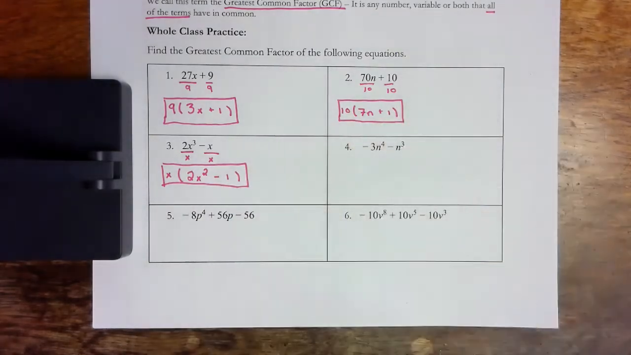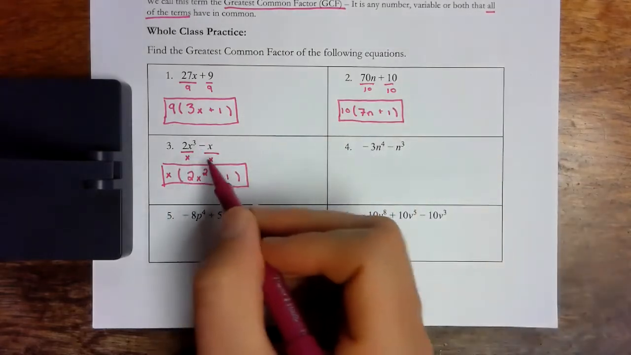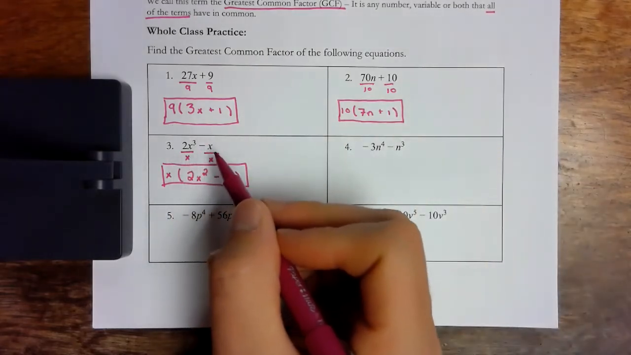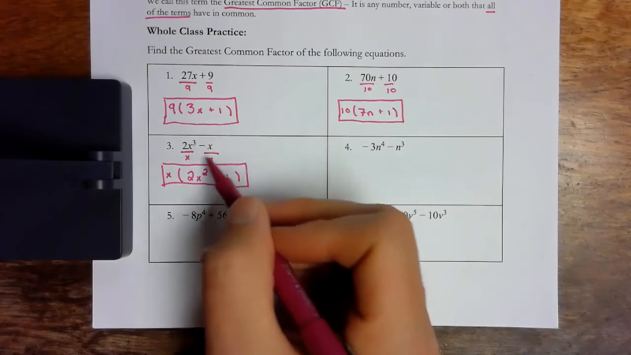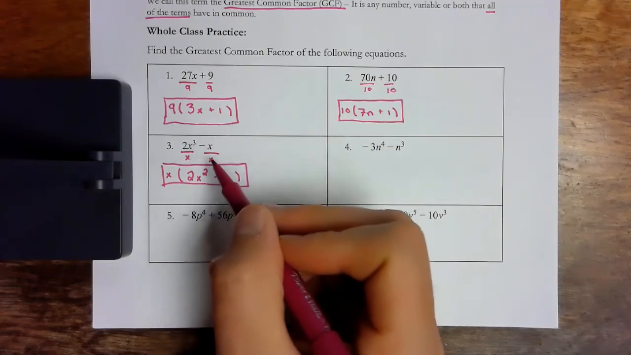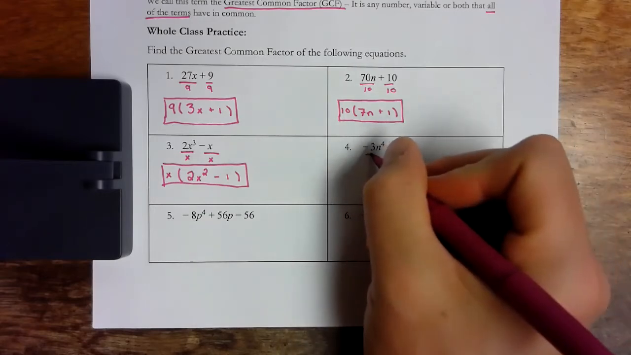Now, similarly, we want to take out as many of the variables as we can. So over here, because this was just x to the power of 1, we couldn't take out an x squared or an x cubed because the x does not have that. But if we can take out more than just an x, or more than just an n in this case, we want to do that.